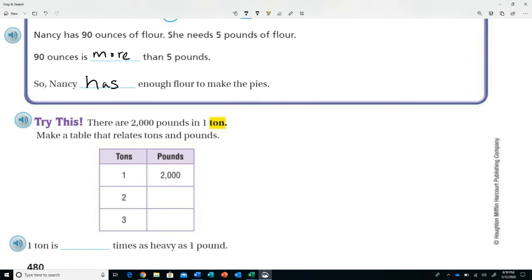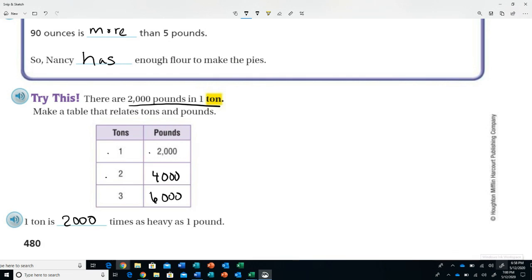And now we have try this. There are 2,000 pounds in a ton. This is the only other conversion you need for customary units for weight. 2,000 pounds equals 1 ton. So if you have 1 ton, you have 2,000 pounds. If you have 2 tons, you have 4,000 pounds. So 2,000 plus 2,000 is 4,000. Or 2 times 2 is 4, so 2 times 2,000 is 4,000. So 3 times 2,000 is 6,000. 1 ton is 2,000 times as heavy as 1 pound. And that is the end of the page.